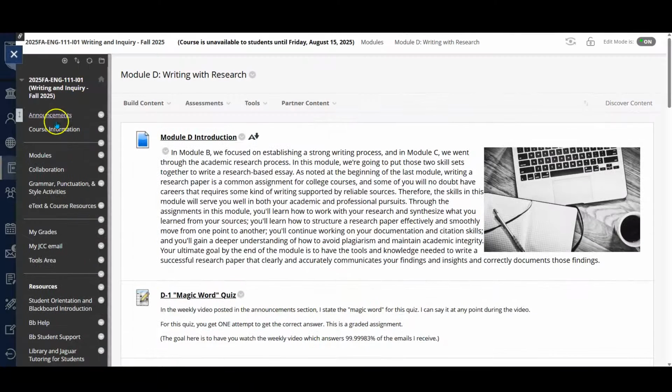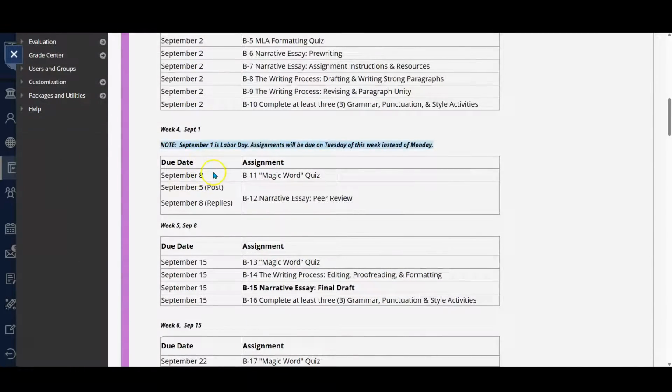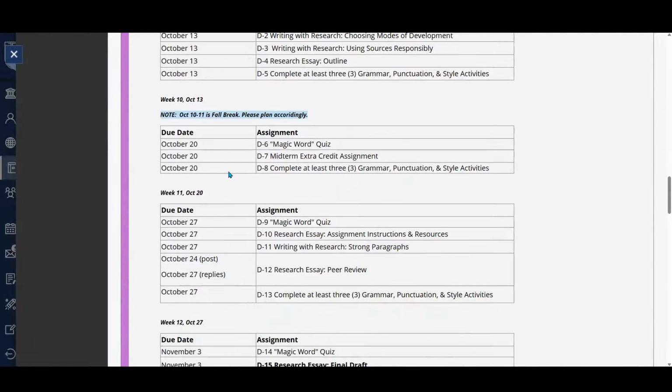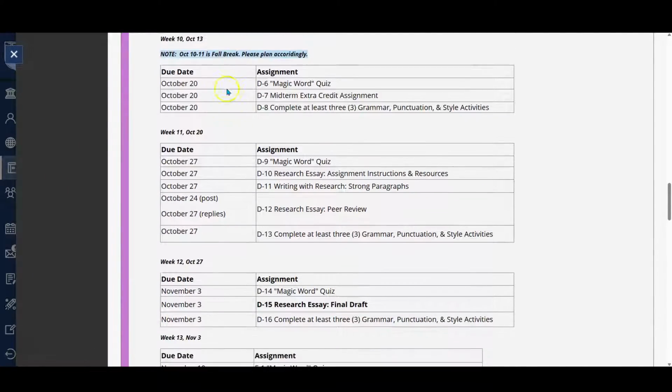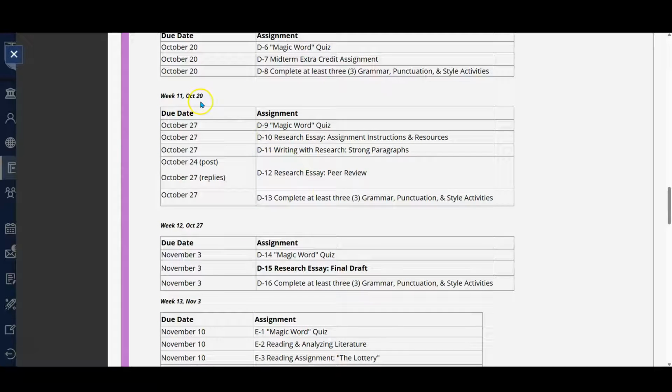Yeah, I jumped ahead. Let's look at the course information. What are we doing here? What week is this? Who am I? Where have I been? I took fall break last week and I was enjoying myself. Now I got to get back to work. Okay, anyway, we're here at week 11.